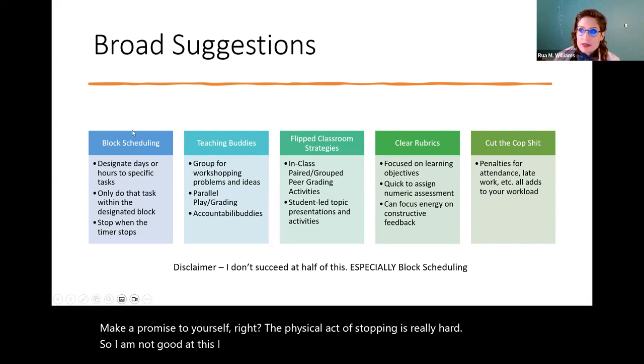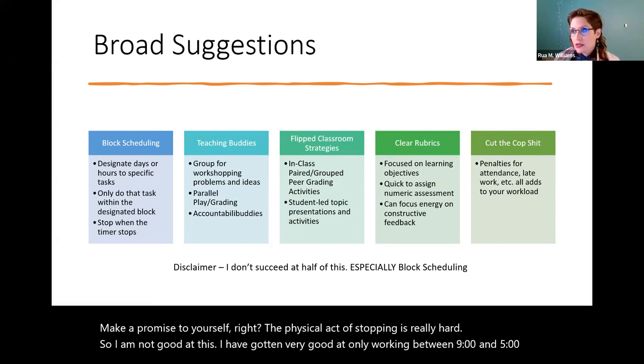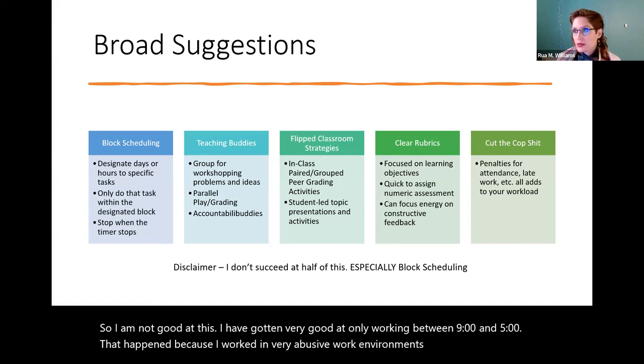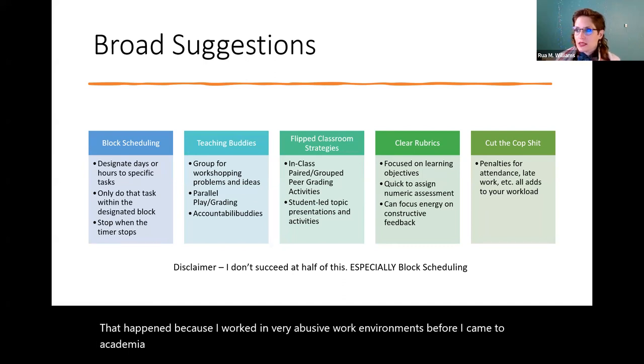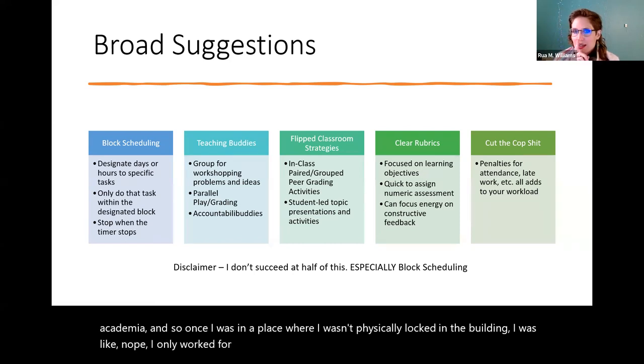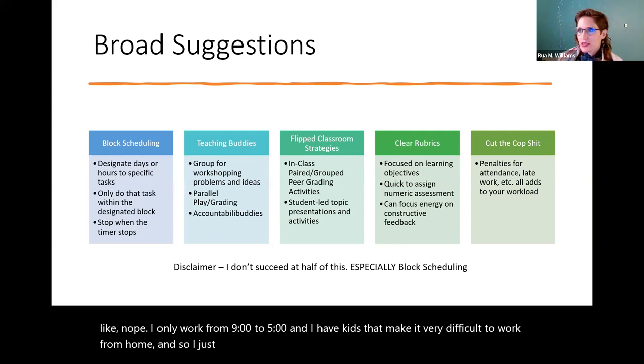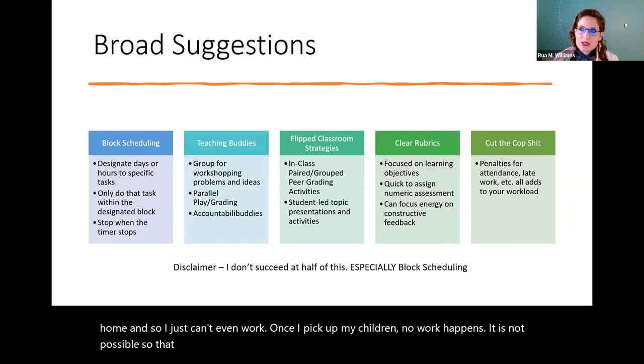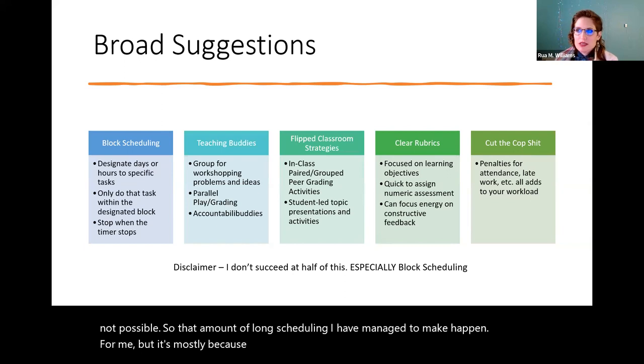I have gotten very good at only working between 9 and 5. That happened because I worked in very abusive work environments before I came to academia. Once I was in a place where I wasn't physically locked in the building, I was like, nope, I only work from 9 to 5. And I have kids that make it very difficult to work from home. Once I pick up my children, no work happens. It is not possible. So that amount of block scheduling I have managed to make happen for me, but it's mostly because my kids make it impossible. And as they get older, I might begin to be a workaholic again.